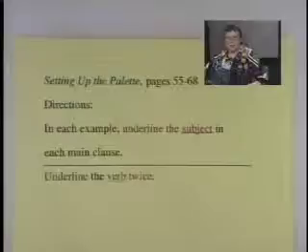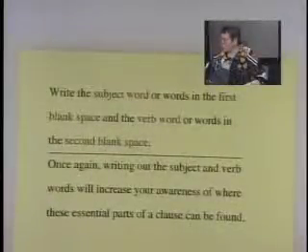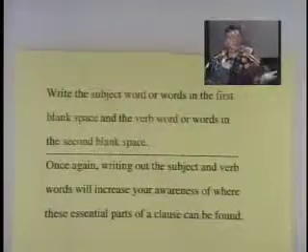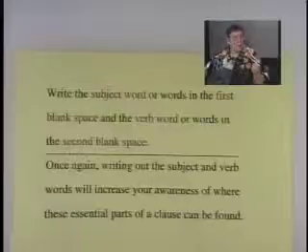So the instructions tell you this. In each example, you're going to underline the subject in each main clause with one line. You're going to underline the verb twice. And then, really important, you're going to write the subject word or words in the first blank space and the verb word or words in the second blank space. And I remind you again, it's that writing out part that reinforces. I almost want to say painlessly, I'm looking at a subject, I'm looking at a verb.